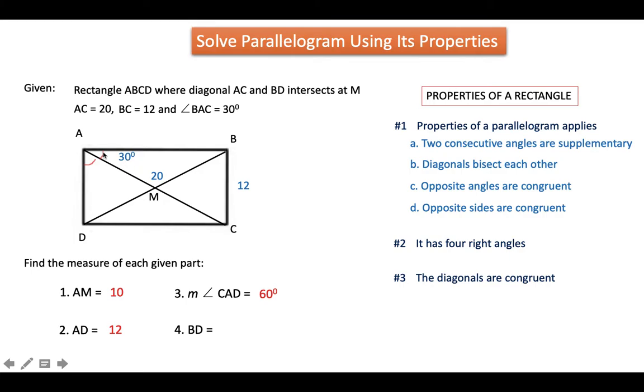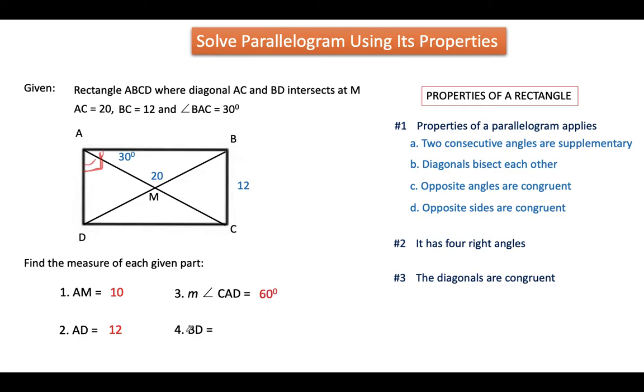Why should it make 90? Because it is a rectangle, and according to one of its properties, it has four right angles. When you say right angles, the measure of that angle is 90 degrees. So if it has 30 here, the remaining angle must be 60, so that 60 plus 30 makes 90 degrees. So our angle CAD is 60 degrees.